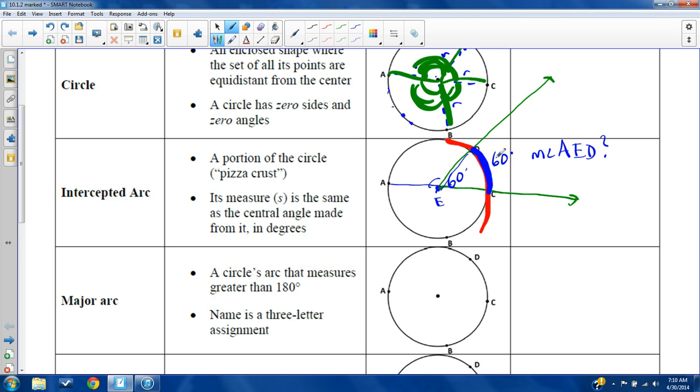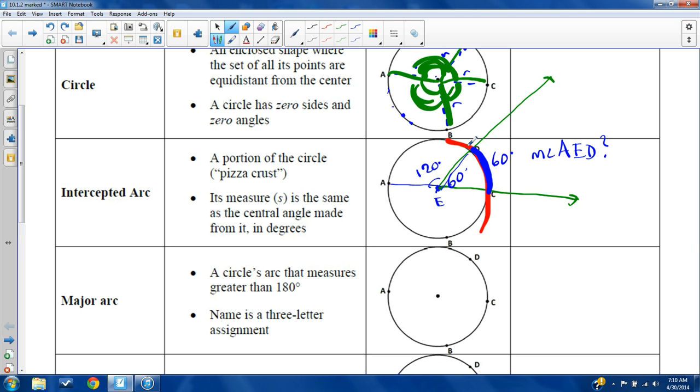And maybe they only give you this 60 out here. So you say, okay, if this is 60, then this central angle is 60, and then you write that in. And this will help you because now you have this diameter right here, which is 180 degrees. This whole thing is 180. So this is the supplementary angle. This is 180 minus 60, which is 120 degrees.